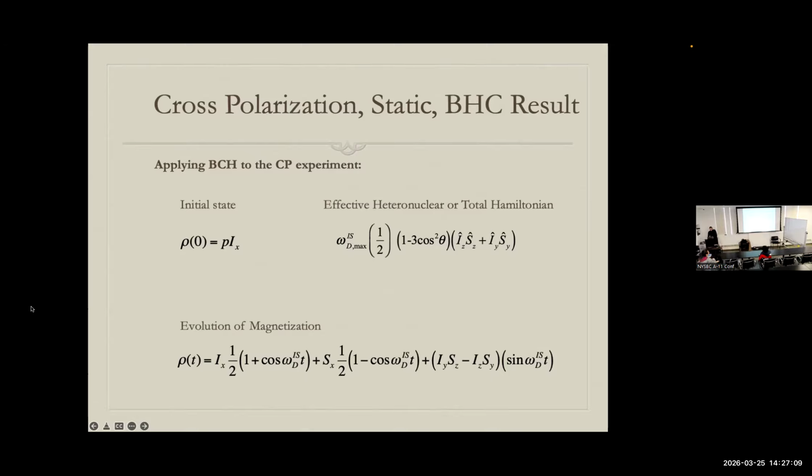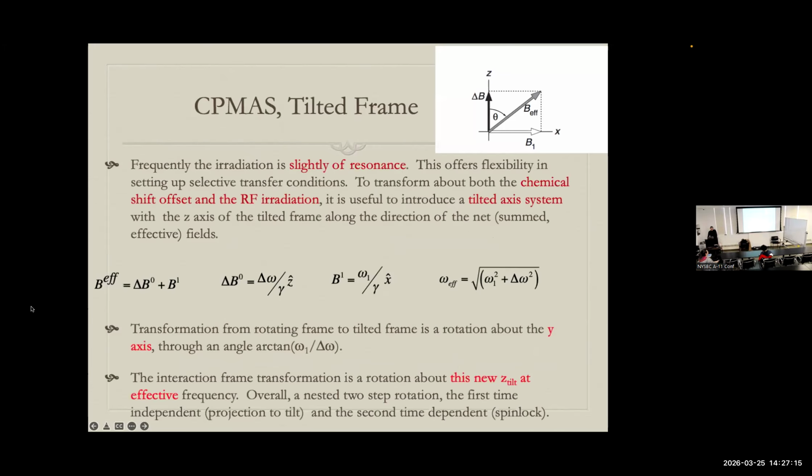We're going to talk about a slightly better experiment in the sense that I'm going to include chemical shift offset a little bit more, and by using a tilted frame. But the most important thing is not that. The most important thing is that I'm going to put magic angle spinning in, which I didn't yet, and talk about where we want to put omega 1 and omega S.